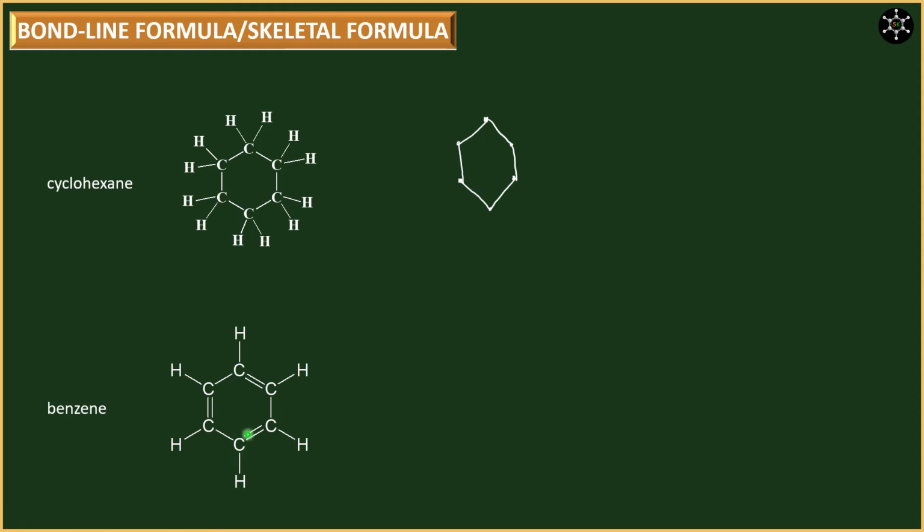Coming to benzene, here also we are having 6 carbon atoms in the form of a ring. So we will be writing 6 dots in the form of a ring. For the sake of clarity, let us number the carbon atoms in benzene.